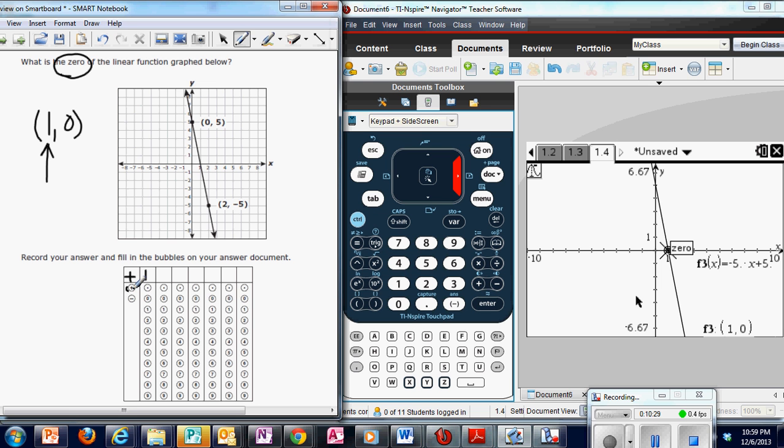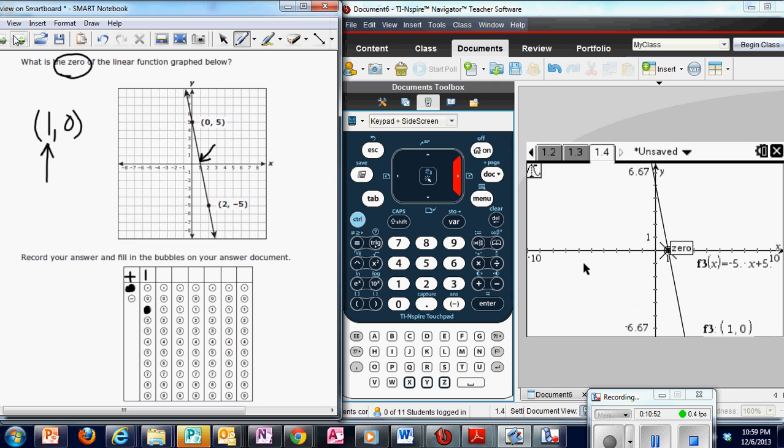Let's make sure we bubble it in properly. If we had a decimal or had to round, we need to make sure we follow the instructions. Now we can see that point, but again, we're doing this for the situations where it's not an exact point. It might have been a decimal, so we need to be able to do this from the calculator also.